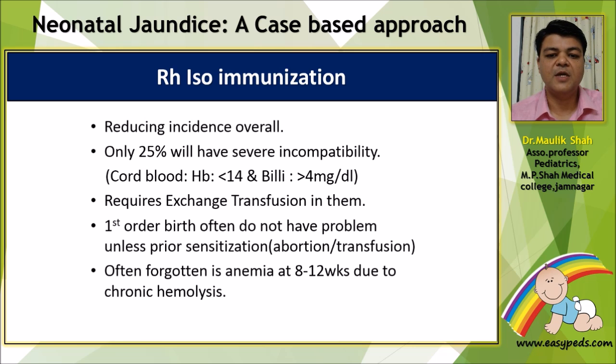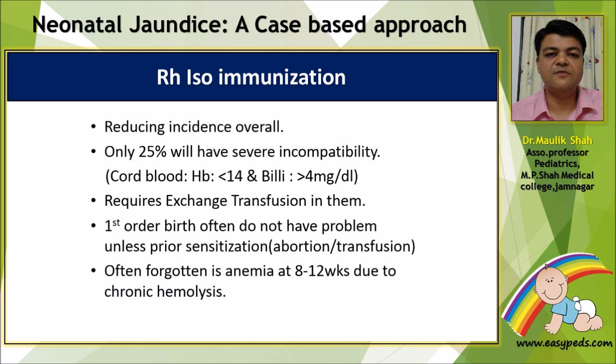First order of birth usually does not have much of a problem because the sensitization takes a little time, and usually the firstborn child is saved from this incompatibility. But they can also develop some amount of incompatibility if the mother has undergone either an abortion or a transfusion of a mismatched variety, and that would lead to a prior sensitization in this particular mother. Hence, the baby who is Rh positive will also get the Rh isoimmunization and later on Rh incompatibility.